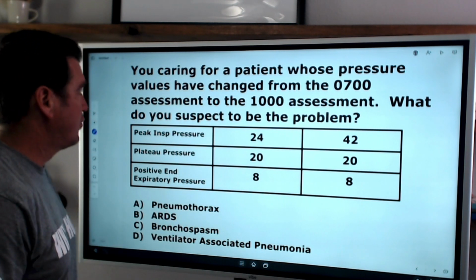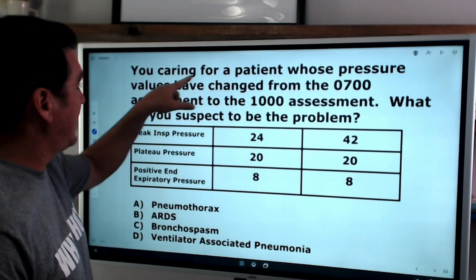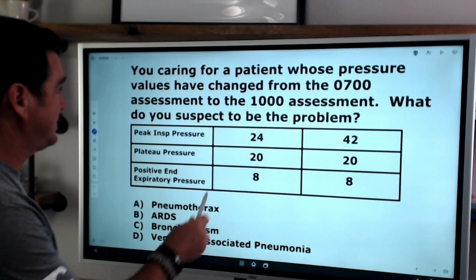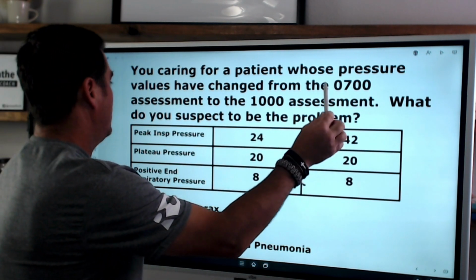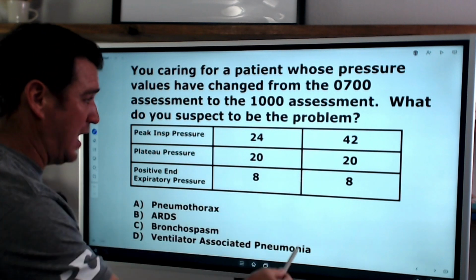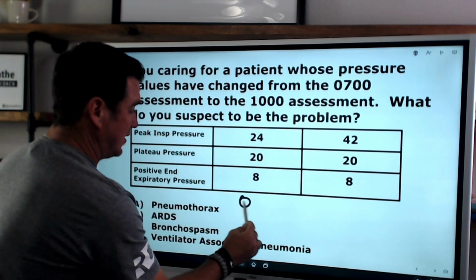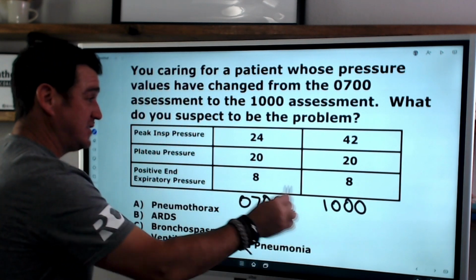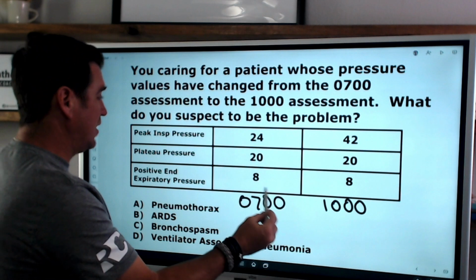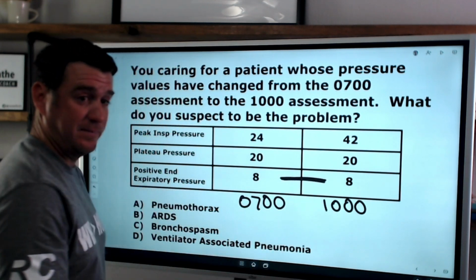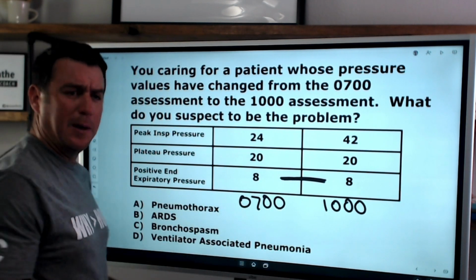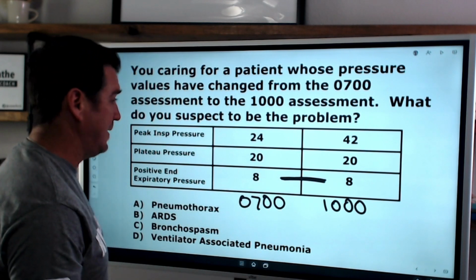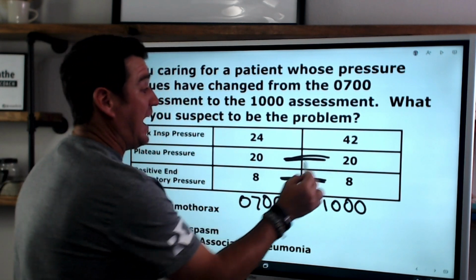I'm just going to keep going through this. You are caring for a patient whose pressure values have changed from the 0700 assessment to the 10 o'clock assessment. What do you suspect to be the problem? Well, let's look at this. 0700 is here. 10 o'clock is here. 3 hours difference. What do we notice? Well, look, our PEEP here is the same. So we have positive end-expiratory pressure. PEEP's not going to change unless we change it. Okay, so PEEP is the same. Our plateau pressures have not changed.